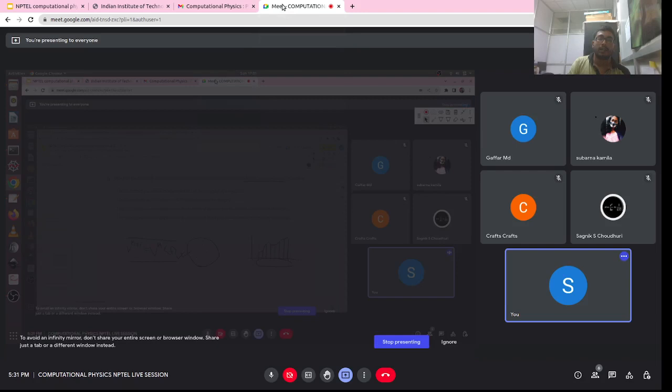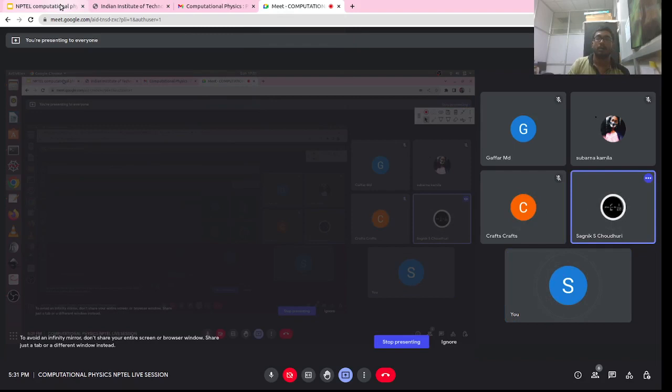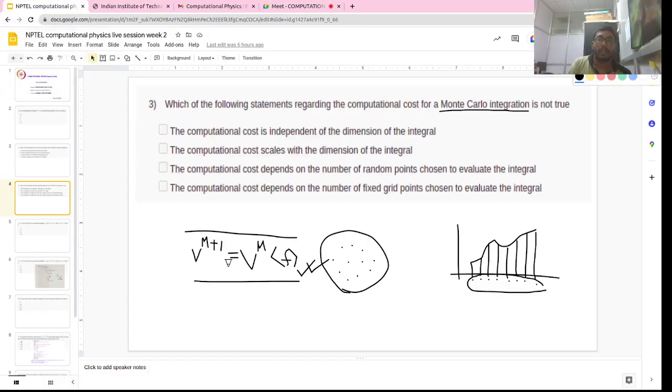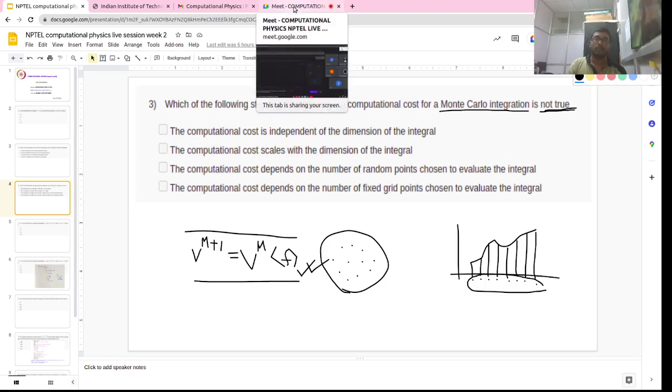Okay, is it clear? Yes sir. Okay. So now let's move on to the question. Which of the following statements regarding computational cost for a Monte Carlo integration is not true? Again, this is asking for not true, so we have to look for the incorrect statement. So the first one is, the computational cost is independent of the dimension of the integral. Can anyone tell us whether it is right or wrong?